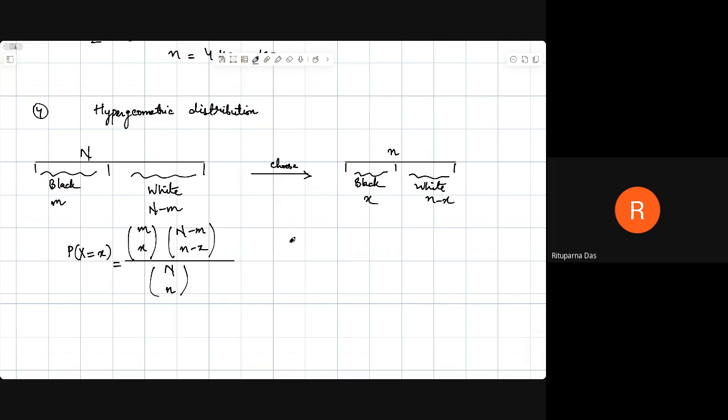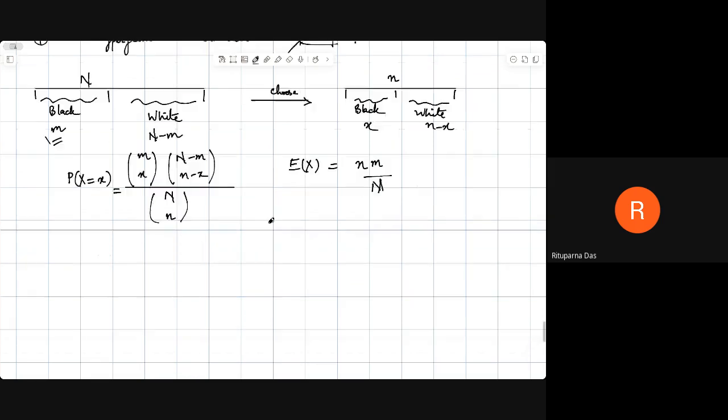And for this particular distribution, the mean will come out as n times m by N. So basically for the hypergeometric distribution there has to be a set, and we have to divide that set into two disjoint sets. Here, for black ball and white ball, we have taken m. So m is this value, and n is how many balls we are taking, and it is divided by N, the total number.